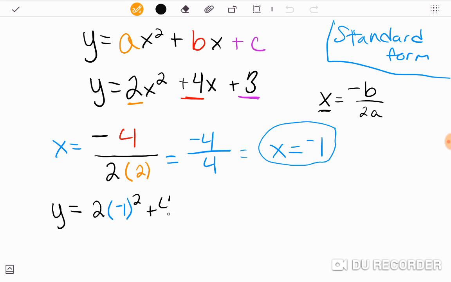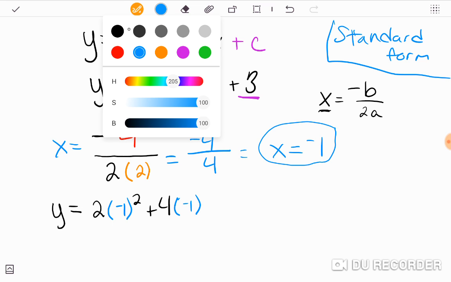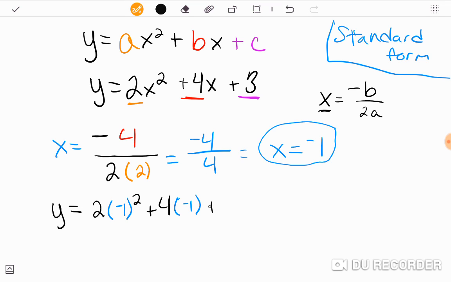Plus 4 times my x. Well, now I know my x is negative 1, then plus 3. And this is exactly what you do for all of your values. If you have to find more points on a graph, you plug in those x values and you find out what the y is. You make a table and then those are your points that you would put in.